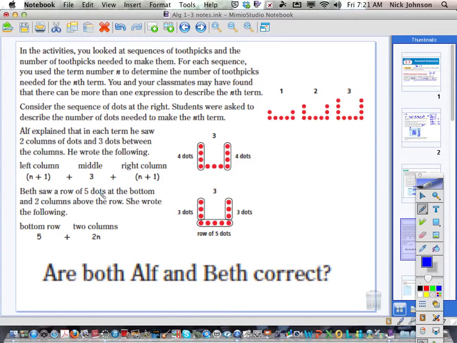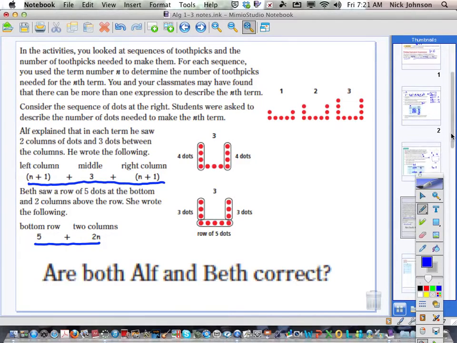Beth saw this a totally different way. She saw that she had 5 dots on the bottom and the term number in the top in the 2 columns. Okay, 3 here, 3 here, because she counted these in the bottom row. So her expression is 5 plus 2n. Alf's expression is that right there: n plus 1 plus 3 plus n plus 1. Their question: are both Alf and Beth correct?